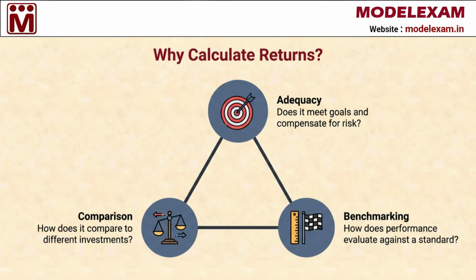So, why do we go through the trouble of calculating these returns? There are three main pillars to this. First is adequacy. You need to ask yourself if the return meets your financial goals and if it compensates you enough for the risk you are taking. The second is comparison. You need a way to compare this specific investment against other options available in the market. And the third is benchmarking. This helps you evaluate how your performance stacks up against a standard like a market index.